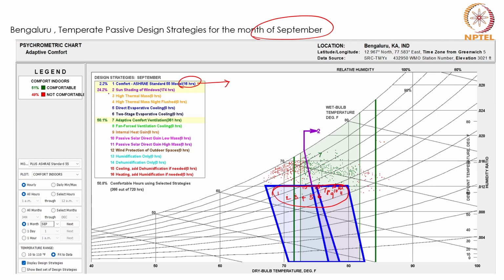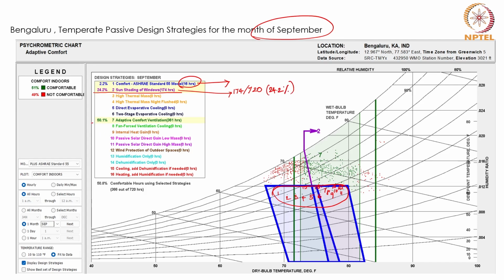If you provide solar shading or sun shading, then 174 hours out of 720 hours become comfortable, and that amounts for 24.2% of the month put together with comfort as it is.